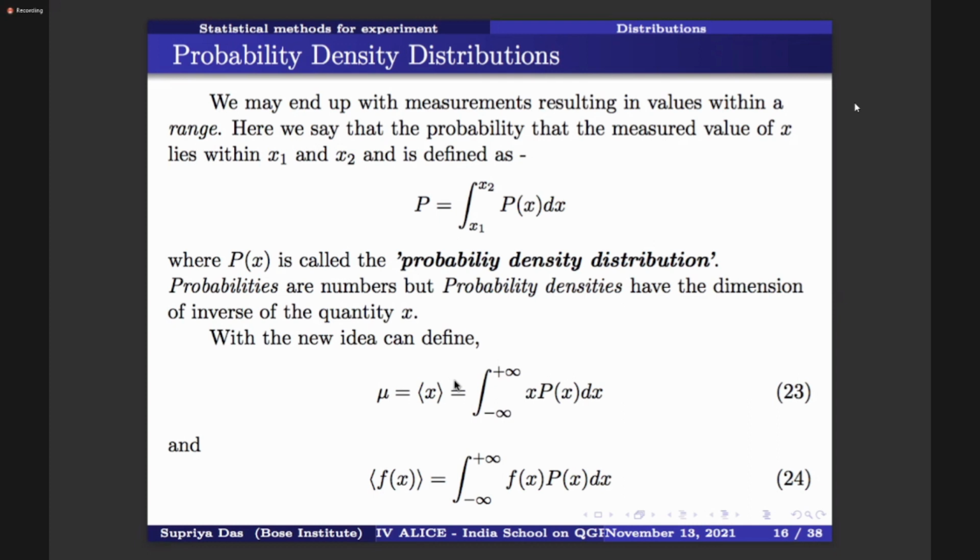Okay. You see, once again, the dimension matches because this has the dimension of x. This is inverse of x. This is once again x. So this p(x) dx is a number, and x has a dimension of course, x. So the dimension on two sides matches. And similarly, for f(x), if we have a function of x, you can calculate the expectation value as integral f(x) p(x) dx. Okay. So this is the introduction of the probability density.